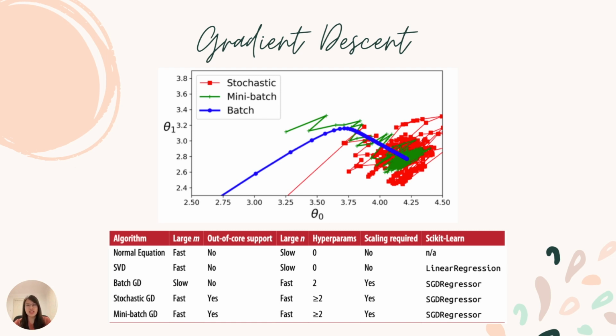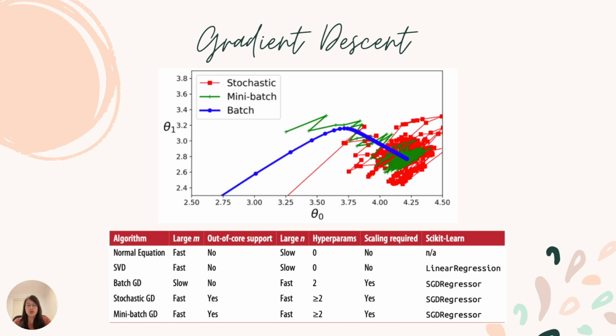Now, stochastic gradient descent just picks a random instance in the training set at every step and computes the gradients based only on that single instance. Obviously, this makes the algorithm much faster since it has very little data to manipulate at every iteration. It also makes it possible to train on huge data sets. Mini batch gradient descent computes the gradient on small random sets of instances called mini batches. The main advantage of mini batch gradient descent over stochastic gradient descent is that you can get a performance boost from hardware optimization of matrix operations, especially when using GPUs.